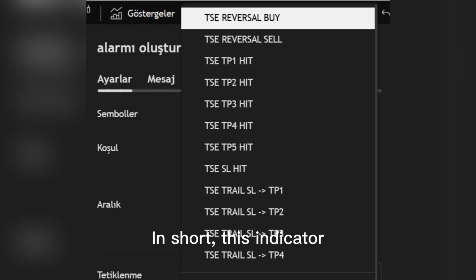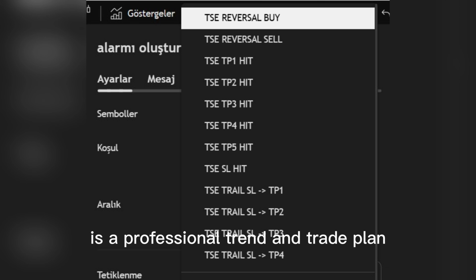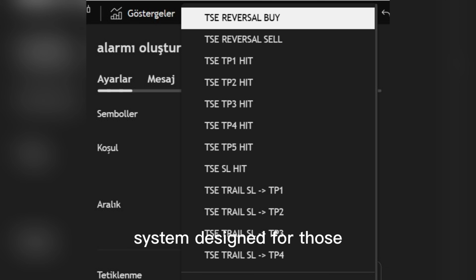In short, this indicator is a professional trend and trade plan system designed for those who do not want to wait in front of the screen all the time, who want to know the direction instead of trading randomly, and who want to trade in a planned and controlled manner.